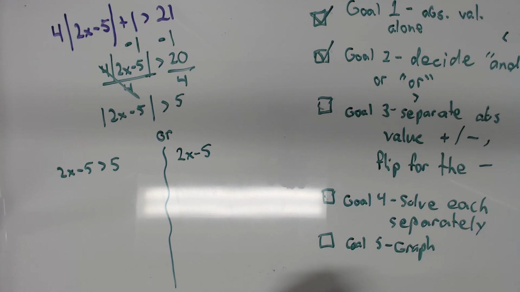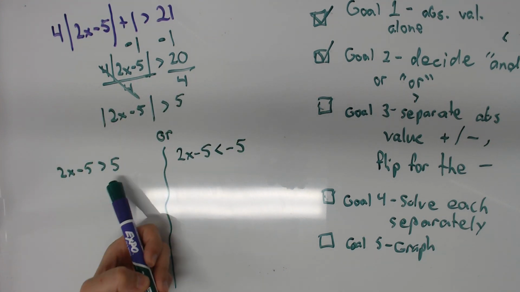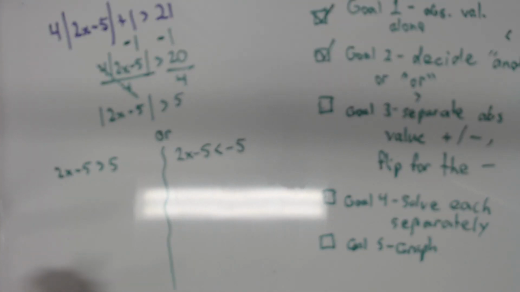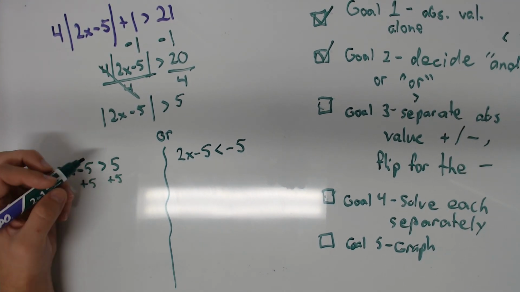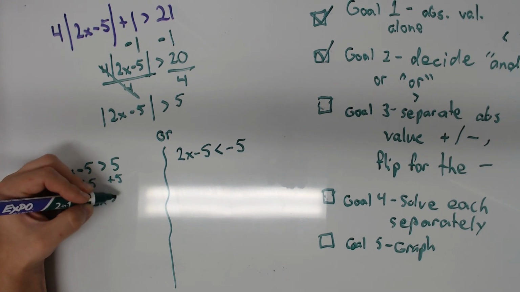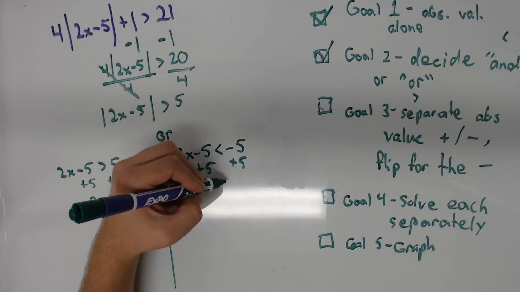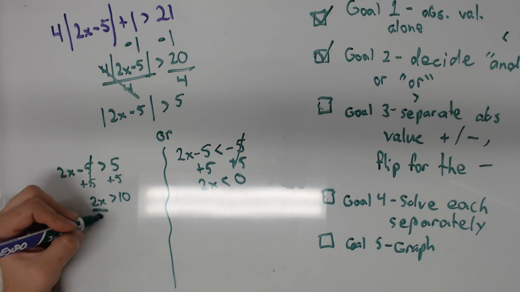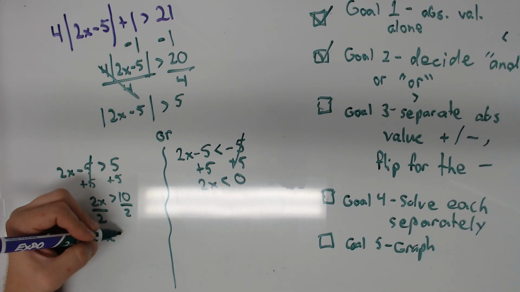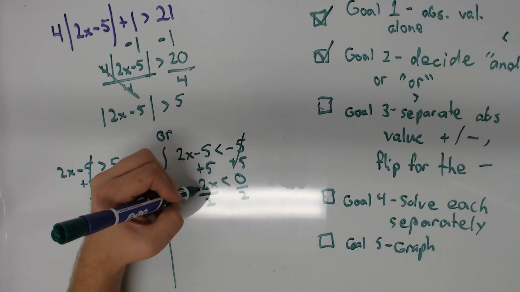Predict what I'm about to write down. So flipped symbol and an opposite number. Instead of greater than 5, I have less than negative 5. Then we solve both. Going to take roughly the same algebra steps. They both started with a plus 5. Don't freak out when you see this 0. 0 is just a number. Divide by 2. Divide by 2.